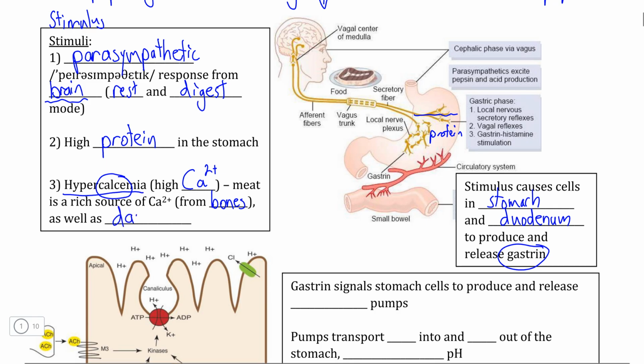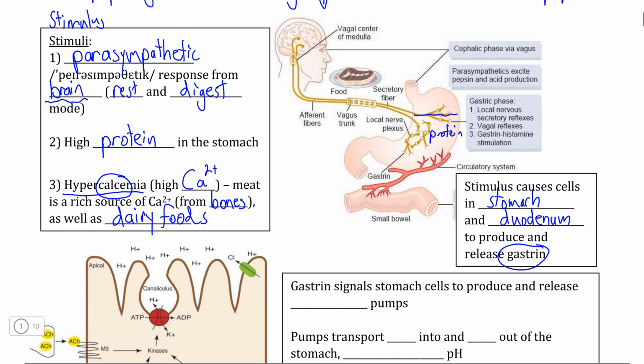Another example of very calcium-rich and very protein-rich food is any product that is based on dairy, which is a rich source of calcium, and of course there are many proteins that exist in milk-based products as well. Either way, both of these stimuli indicate to the stomach that there is a high volume of protein present, and therefore the stomach needs to get busy in order to actually break down this protein.